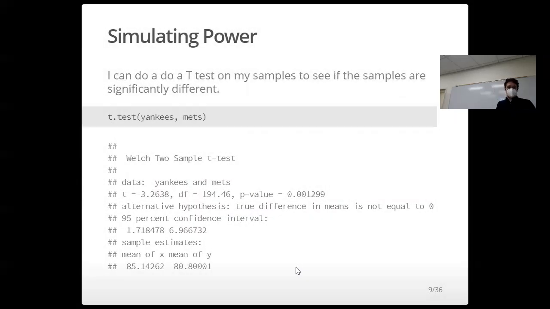So I could start by doing a t-test. And so here we see it's a large sample. So unsurprisingly, we're getting pretty close to the actual population parameters. We see the mean of X, which is the Yankees, because the first one is 85.14, so a little bit high. Mean of Mets is 80.8, also a little bit high. But we're rejecting our null hypothesis here. So we're getting a big enough difference that we're able to tell that they're significantly different given our degrees of freedom. Any questions so far?